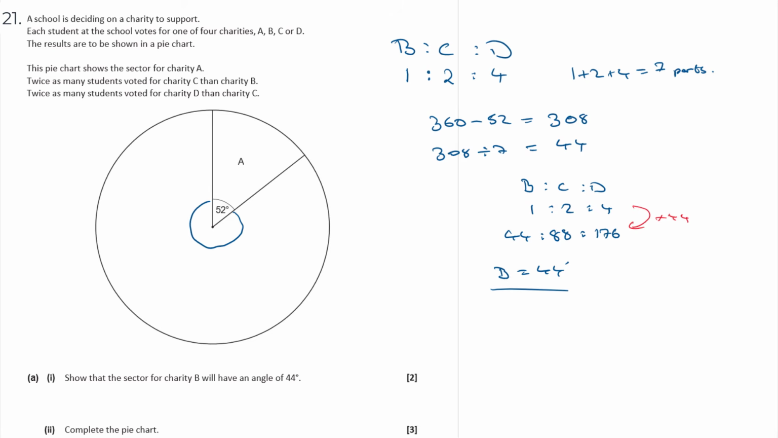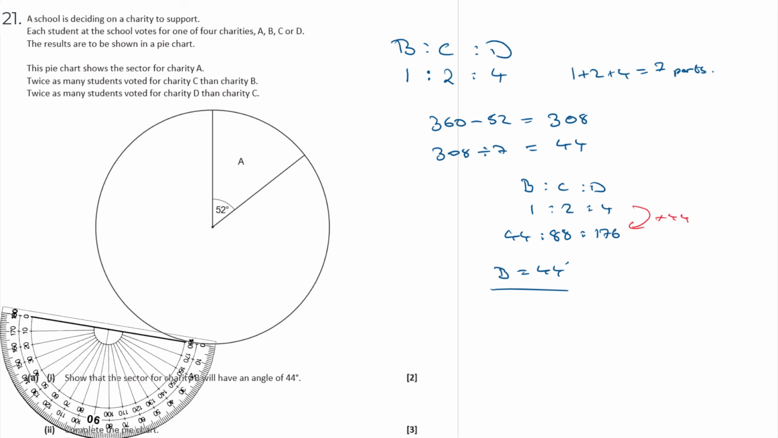Now it tends to be that practical skills like this are very poorly answered by students because when they're doing their revision, they can never be bothered to go and get their equipment. So don't be one of those people. Go and get your equipment, get your compass and your protractor, have them handy when you're doing these past papers.